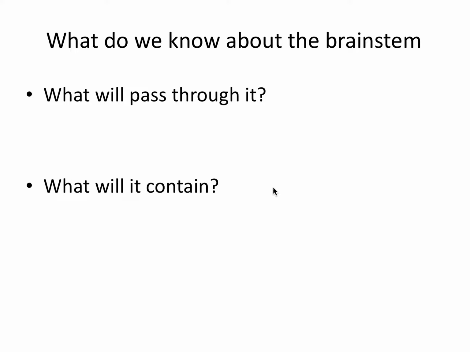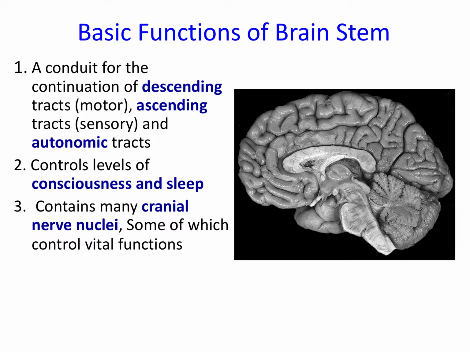And what do we already know about the brainstem in our studies so far, in terms of what will pass through it and what it will contain? We've already talked about some of the structures that pass through, such as all the sensory and motor tracts that are going from the cortex to the spinal cord. We've talked about those. What we need to really unfold in more detail is what it contains with regard to all the nuclei and how the brainstem relates to cranial nerve function.